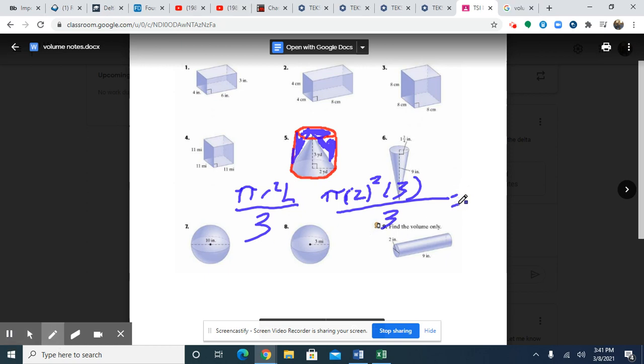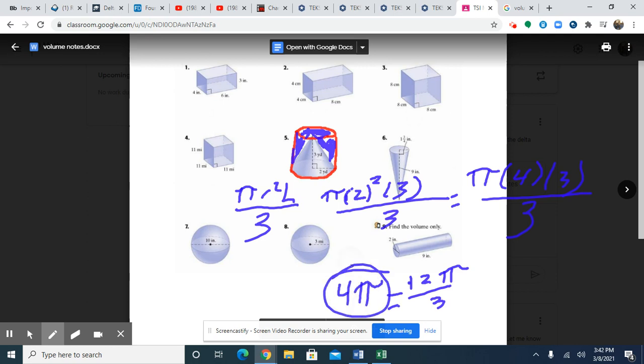So when we take 2 squared, that should be 4. So pi, 4, and 3 divided by 3. 4 times 3 at the top gives us 12 pi over 3. And we can simplify this by dividing 12 and 3, which would end up with 4 pi. So the volume of this cone is 4 pi.